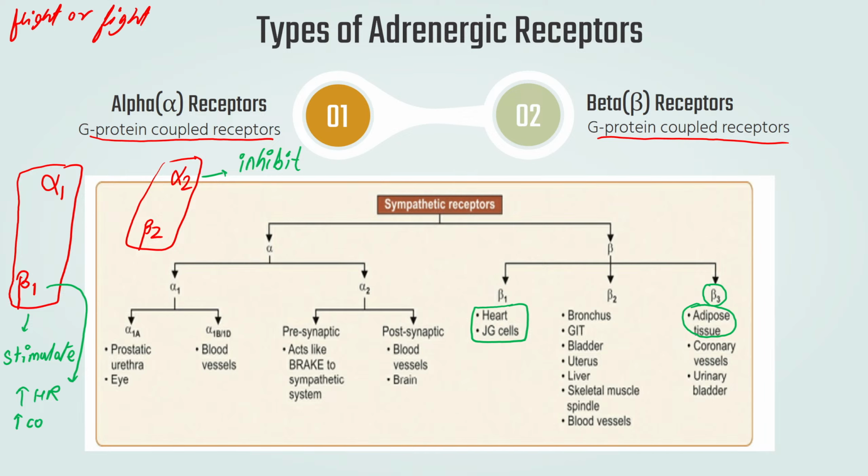There will be increased conduction and increased force of contraction of the heart, because obviously the heart has to pump more blood. So increased force of contraction. Beta 1 stimulate, and through the juxtaglomerular cells, what do they do? JG cells release renin.